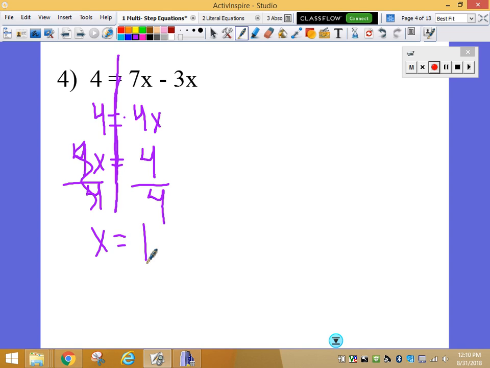And again, you can plug it in. So let me show you how this would work. I'd plug in a 1 here, and I'd plug in a 1 here. 7 times 1 is 7, minus 3 times 1 is 3. 7 minus 3 is 4, which is what this side says. So I know that answer is correct.